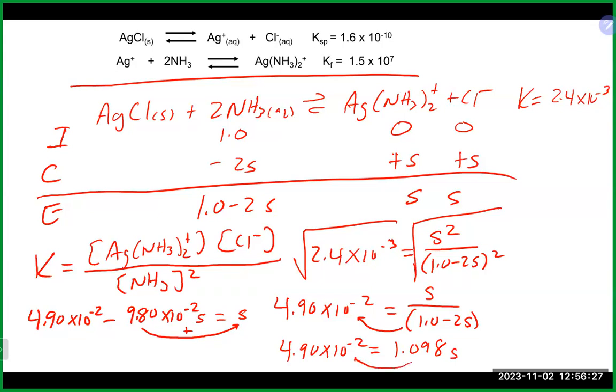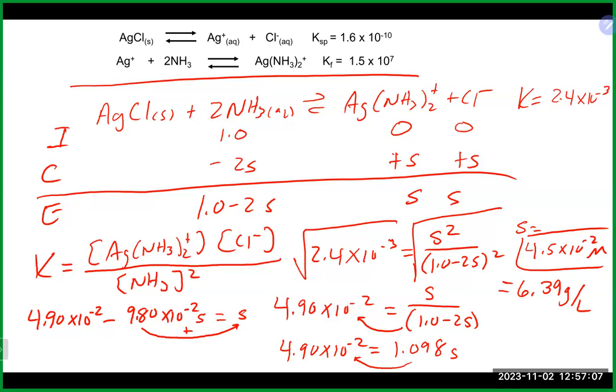Dividing it to that side will give us 4.9 times 10 to the minus 2 divided by 1.098, and the answer, a molar solubility of about 4.5 times 10 to the minus 2. And that would be the molar solubility of silver chloride in ammonia. If we multiply that by the molar mass of silver chloride, that is roughly about 6.39, or 6.4 grams per liter.